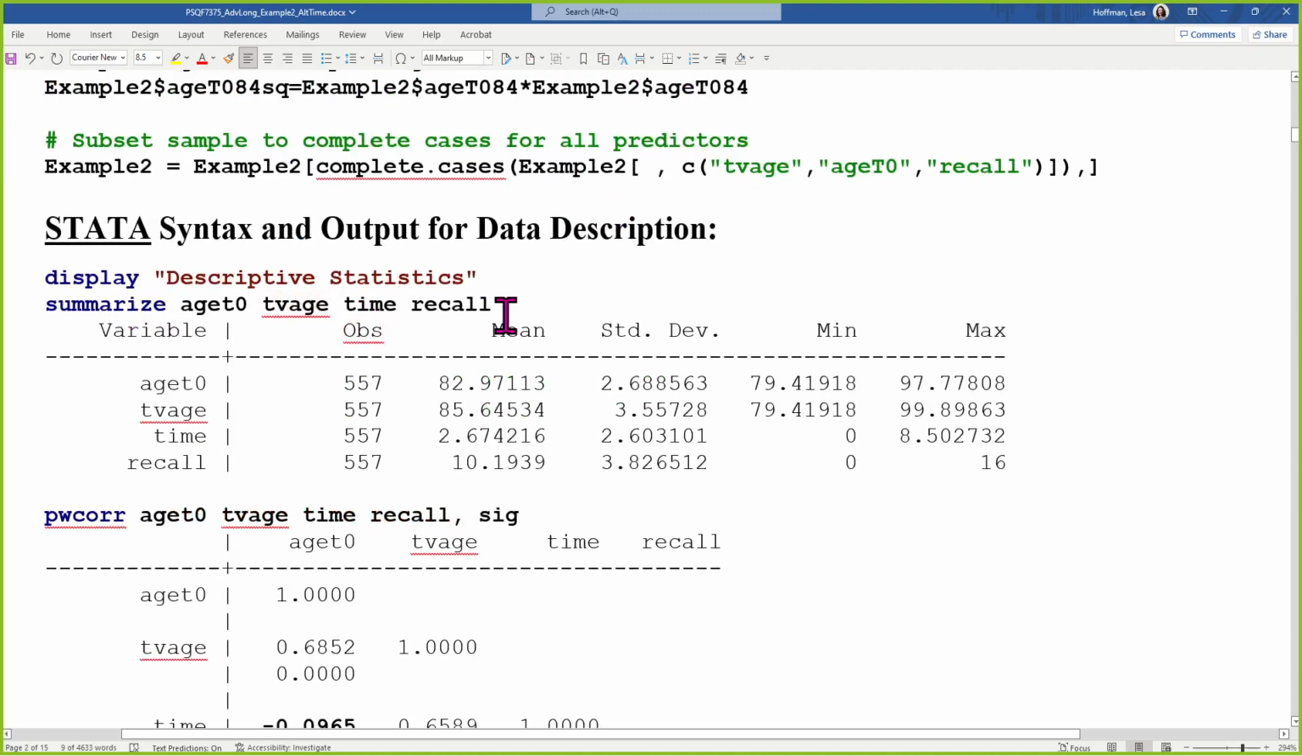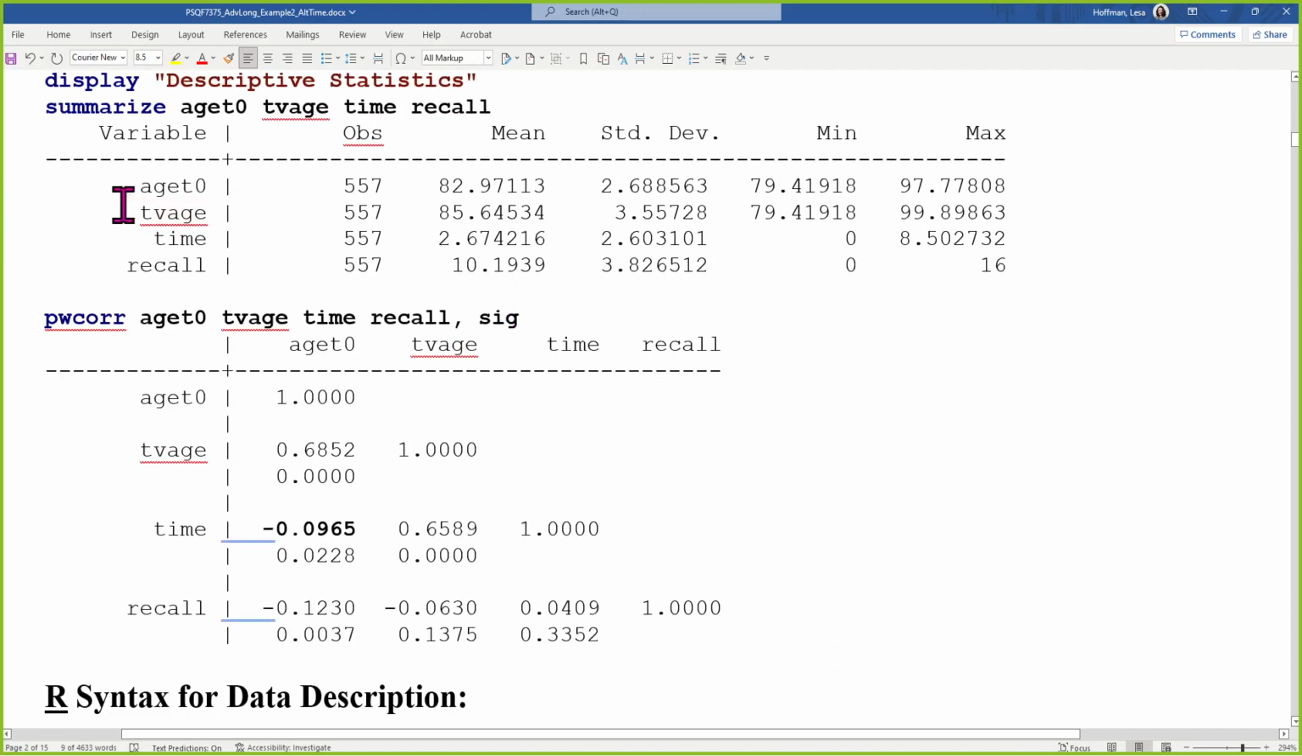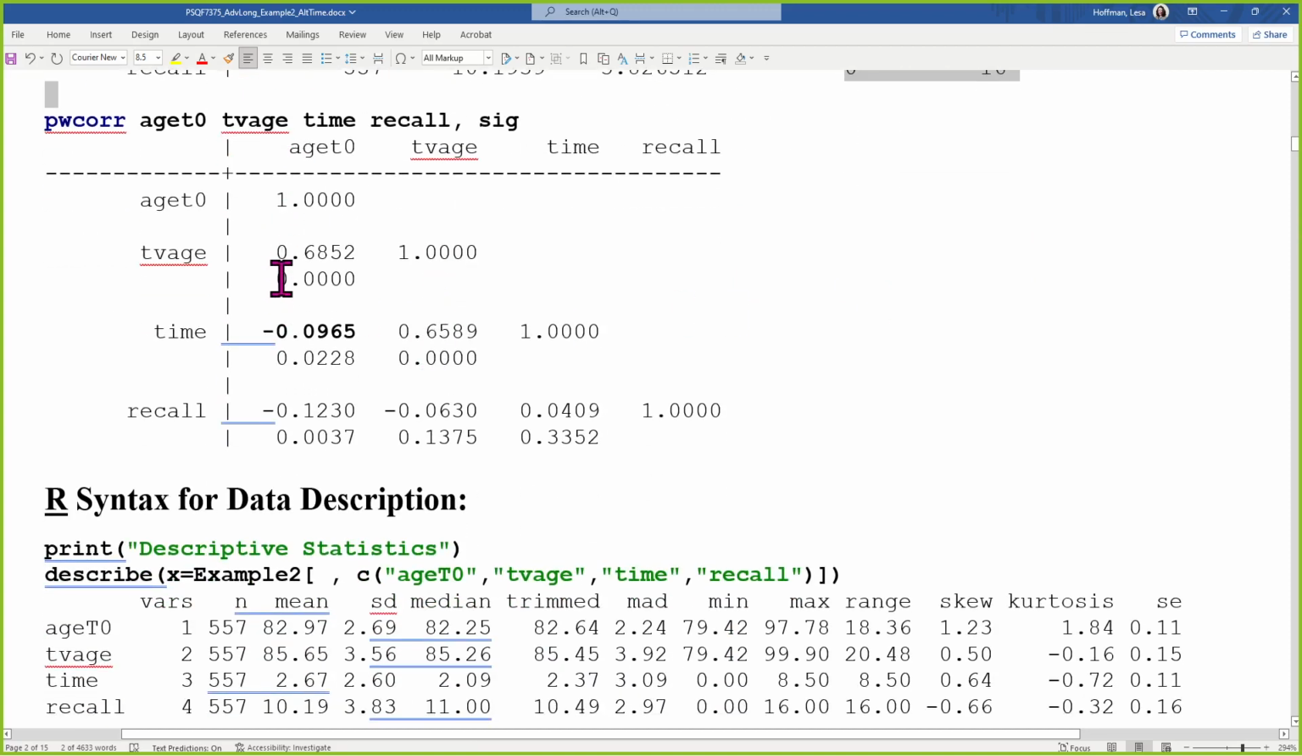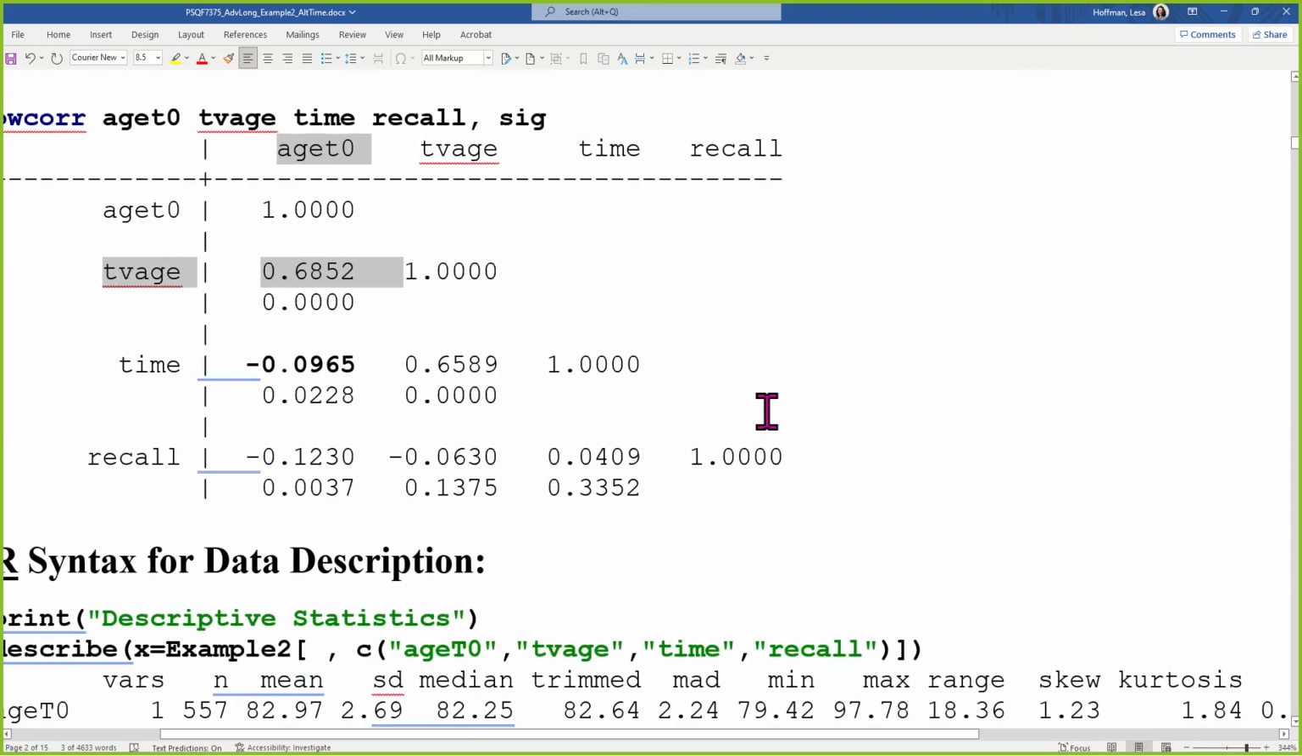And here's the descriptive statistics for these things. So I have Stata first. The mean age at time 0 was 82, so I'm centering it at 84. The range is 79 to 97. The range of time varying age is up to 99. Time goes until about 8.5, so this is roughly balanced time, but not quite. Recall is on a scale of 0 to 16. And then one thing I wanted to point out, time varying age and age at baseline are correlated quite strongly, as you might imagine. But age at time 0 and time are also negatively correlated.